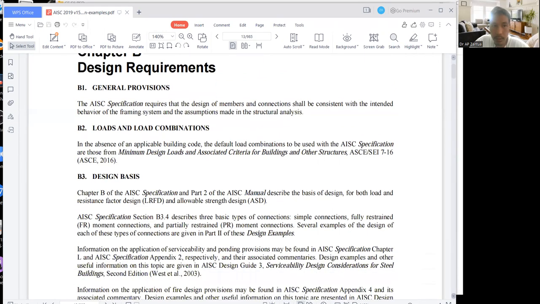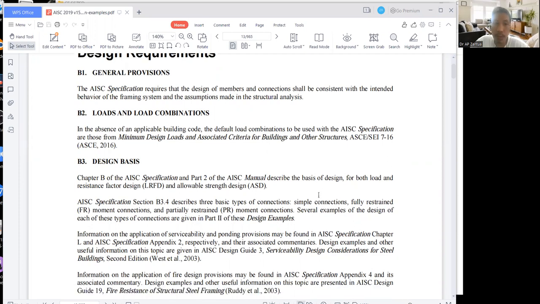So chapter 2, design requirements. So, specification shall be consistent with intended behavior of the framing system. Because we are talking about steel design, naturally we will start with frames, okay? Building frames, loads and load combination. We already talked about initial discussion about this. Loads. What are the symbols for different types of loads? Live loads, dead load, rain loads. Okay. What are the symbols?